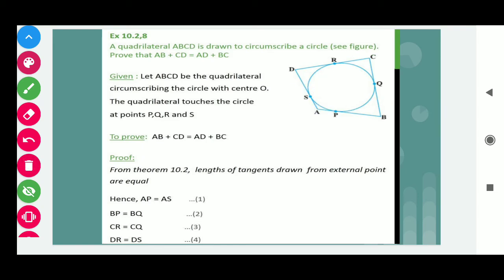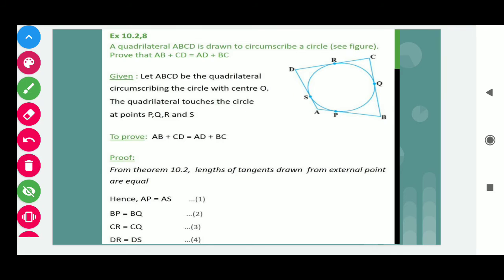So in this way, you can see that we need to prove AB plus CD is equal to AD plus BC. Let's start the solution. You can see here A is the external point, and you have already studied that from an external point, the lengths of tangents are equal. So in this way we get AP is equal to PS.